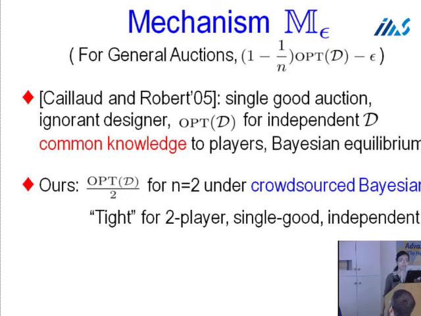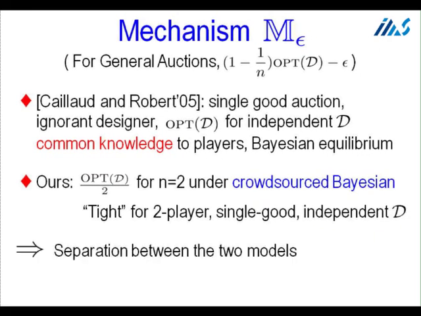Actually, this is tight, as I said before. This is tight for 2 players, single good auction, and when the distribution is independent. And actually, this gap, one being optimal and one being half optimal, shows there is a separation between these 2 different models.